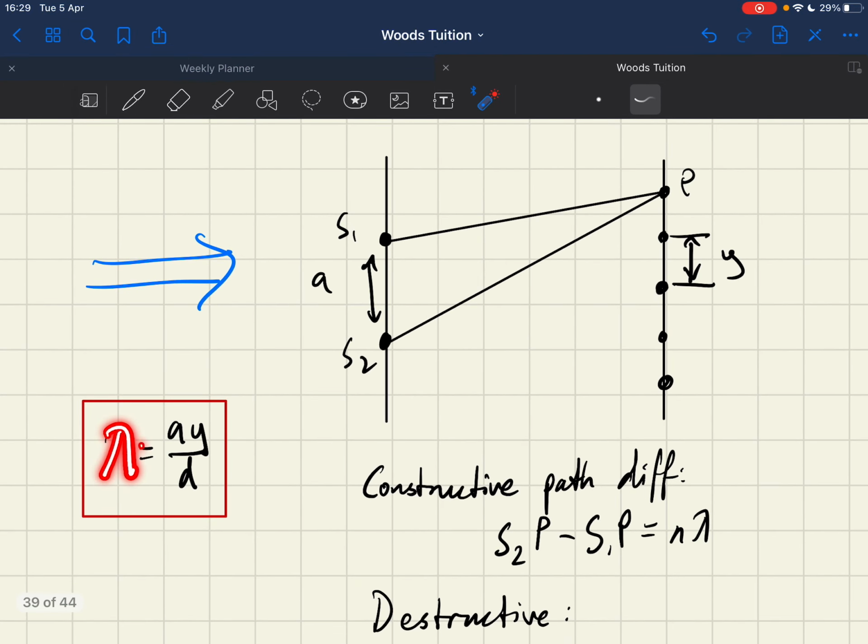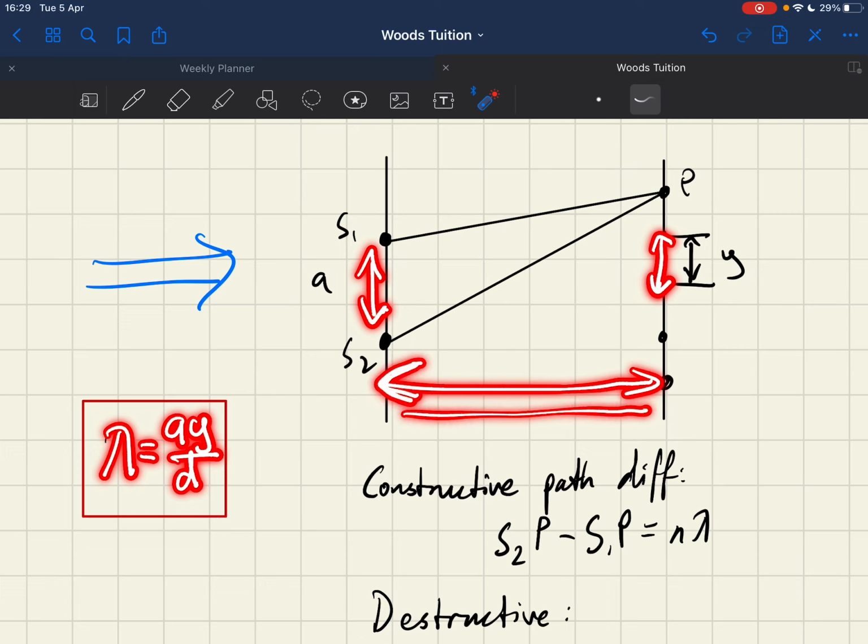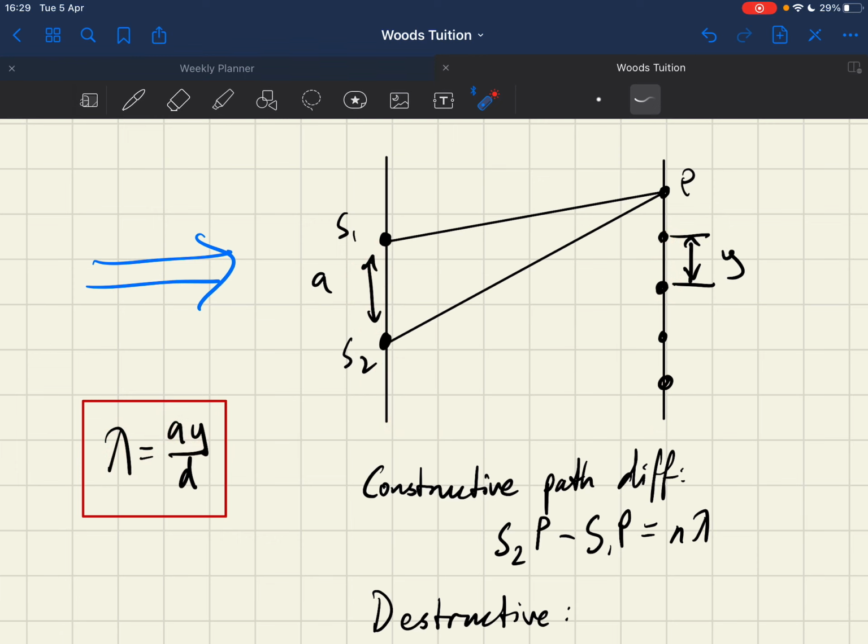Okay, so the wavelength is given by the distance between the two slits times the distance between the 2 points, over the distance between where the slits are and where the screen is. If we know these three distances, we can work out the wavelength. And we can also therefore, if we know the wavelength, the distance from the screen to the slits, and also the distance between our two slits, work out the distance between our maximum points, our constructive interference points. And this is all to do with it having to come in at an integer number of wavelengths.